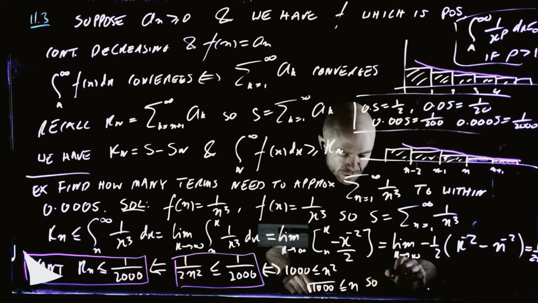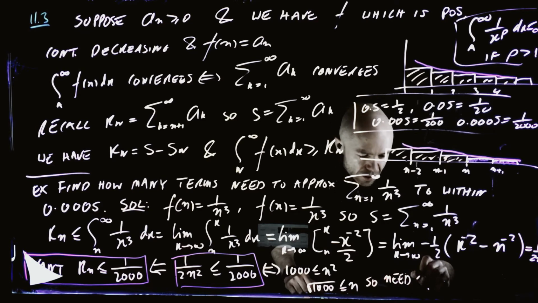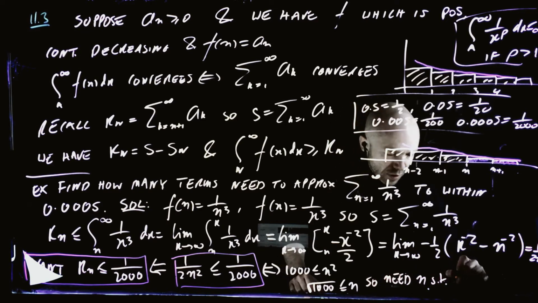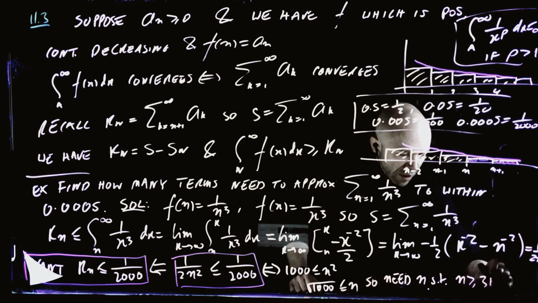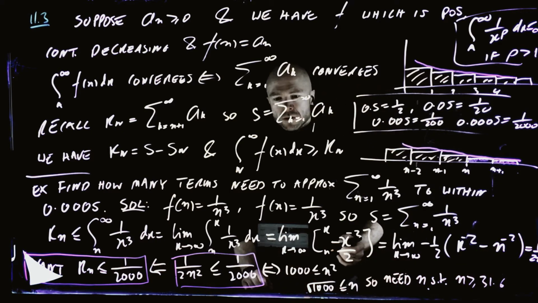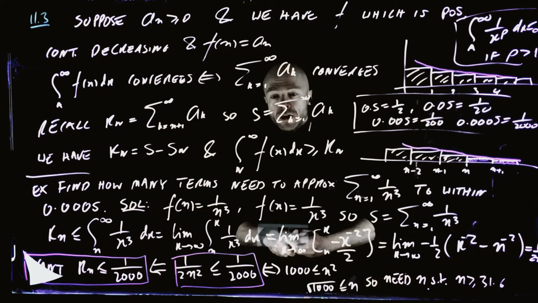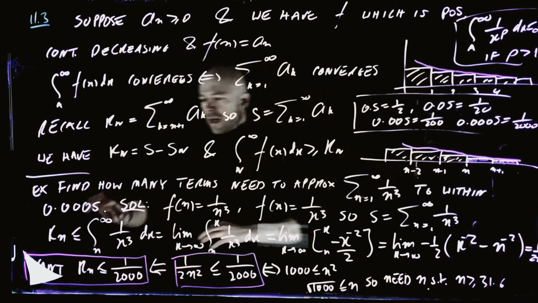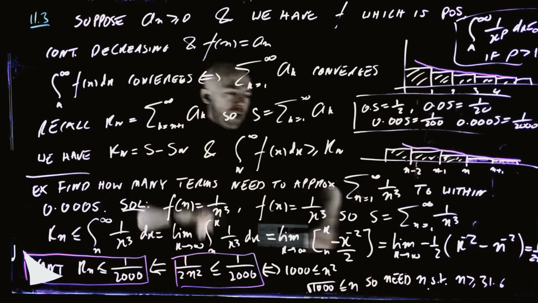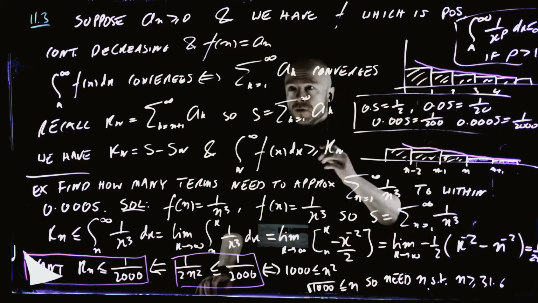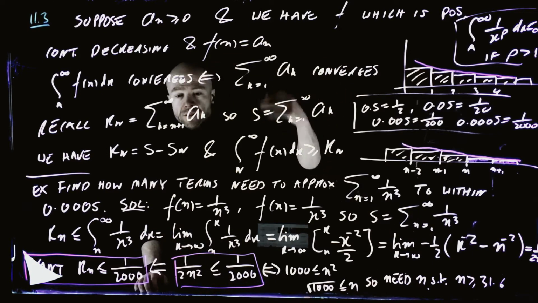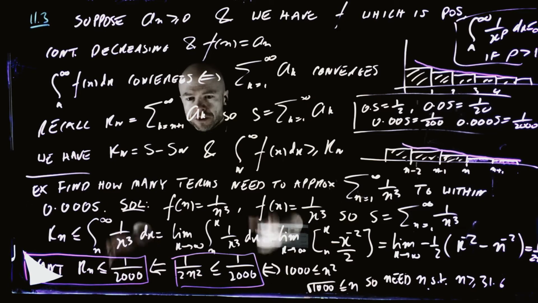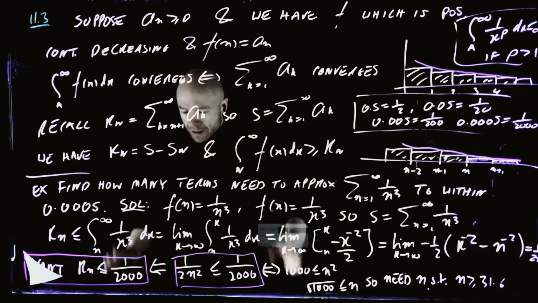So we need n such that n is bigger than 31.6. In other words, n is 32. Yeah? So we can get to within this incredibly small error by simply taking n to be 32. So if we sum this partial sum from k equals 1 to 32, that's going to give us the answer to within that level, right? Yeah? Cool. And that is power.